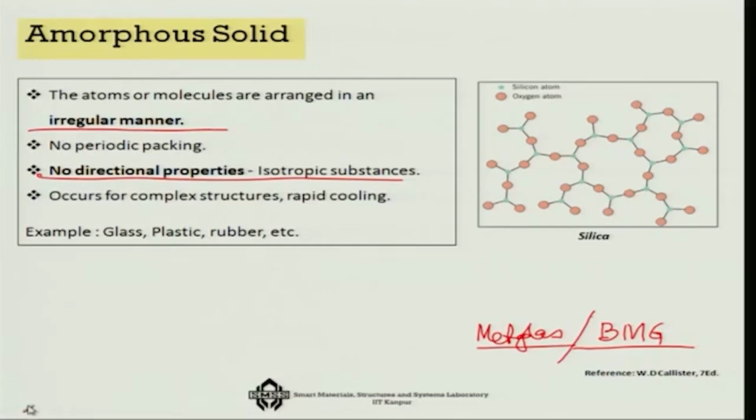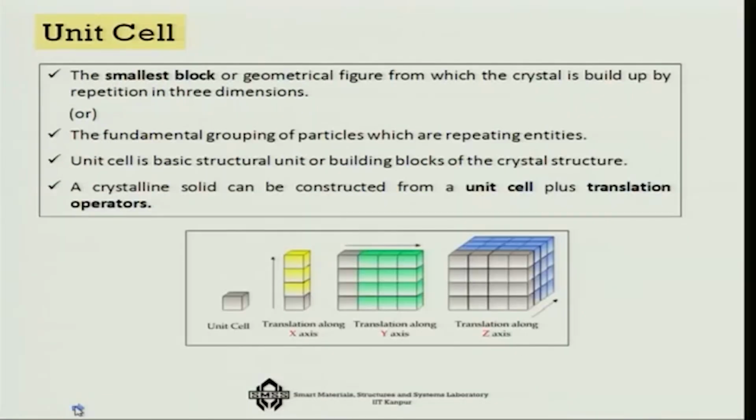For example, this bulk metallic glass or the metallic glasses. Now, let us first concentrate on the structures which have a regularity or a regular crystal structure. So, the way to look at it is to look at something which is known as the unit cell, which is the smallest block or geometrical figure from which the crystal can be thought of as built up by repetition in the 3 dimensions.